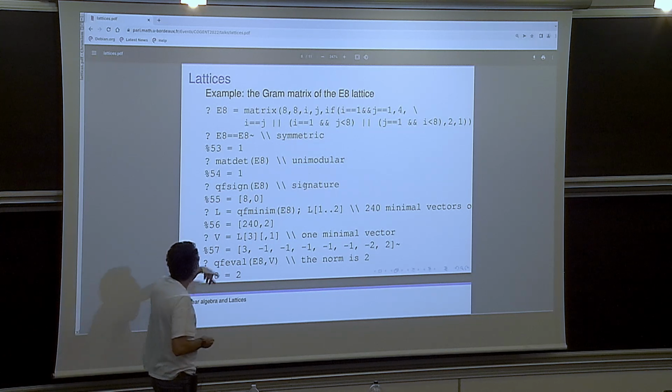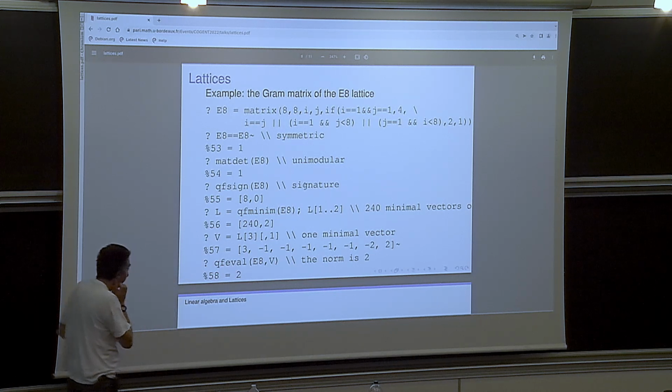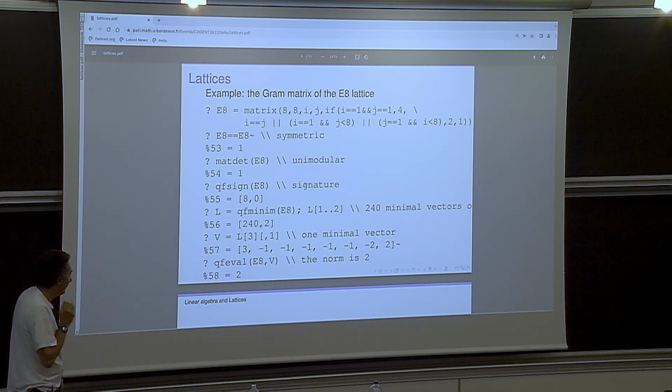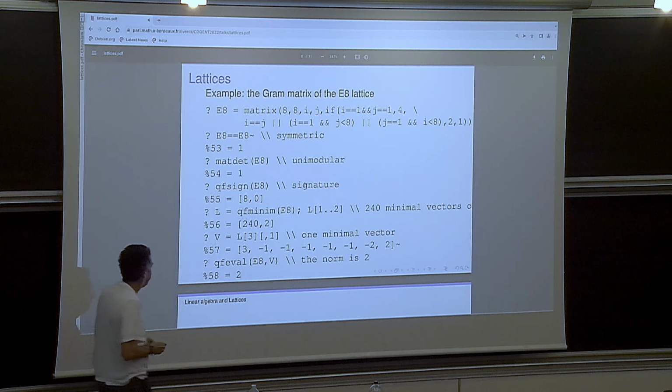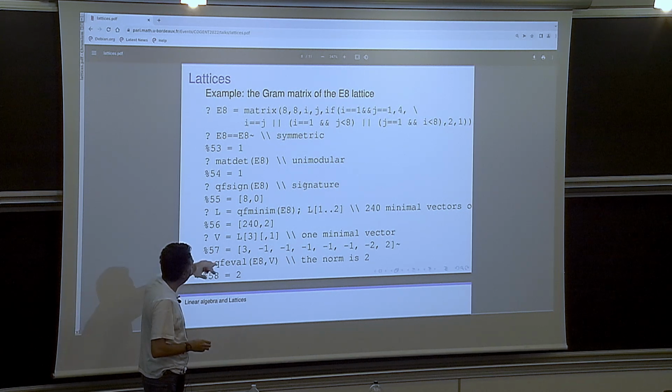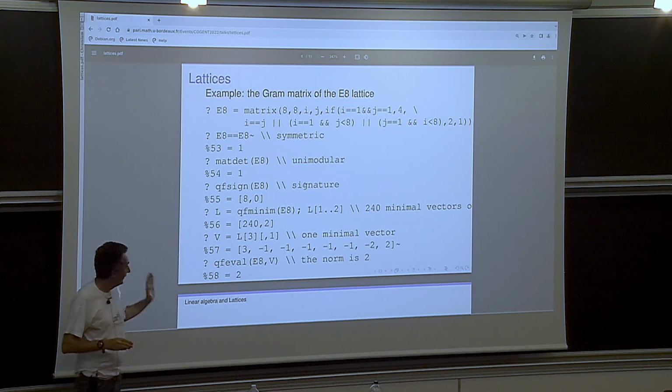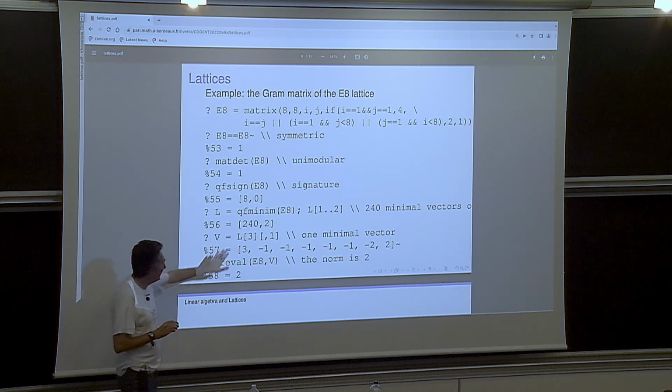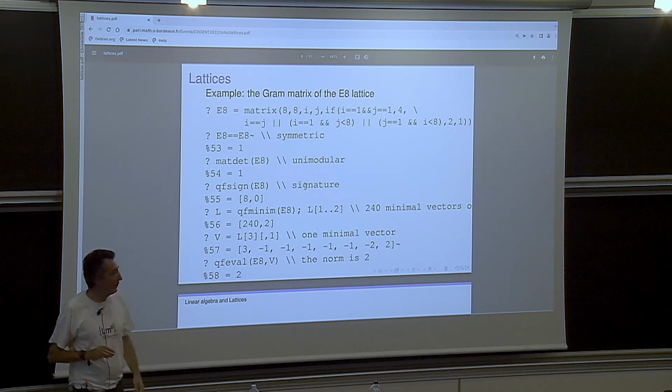So if we take the first minimal vector, you should get this, for example. And you can evaluate E8 on V, and you get that the norm is 2. Which is exactly what we want. We want the vector to be of norm 2, okay?